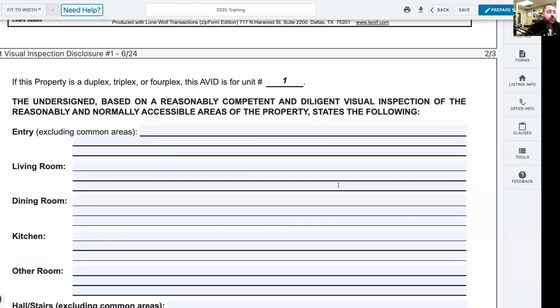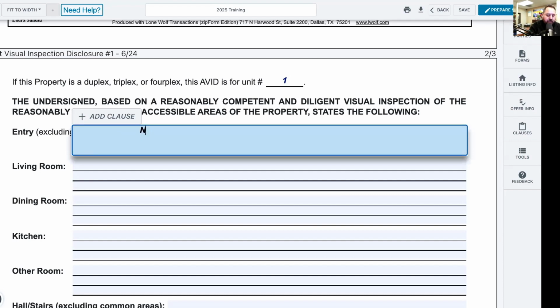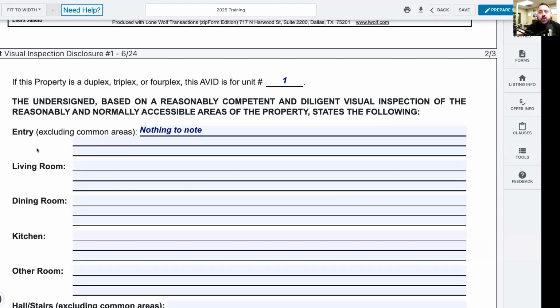So in the entryway, excluding common areas, right? If we're talking about a townhouse or a condo, the entryway is going to be solely about the structure. In a house, it could be from the sidewalk up, walking into the house. That's the entryway. We're going to put whatever we may see. Now, if you don't see a defect, then you're going to write, nothing to note.